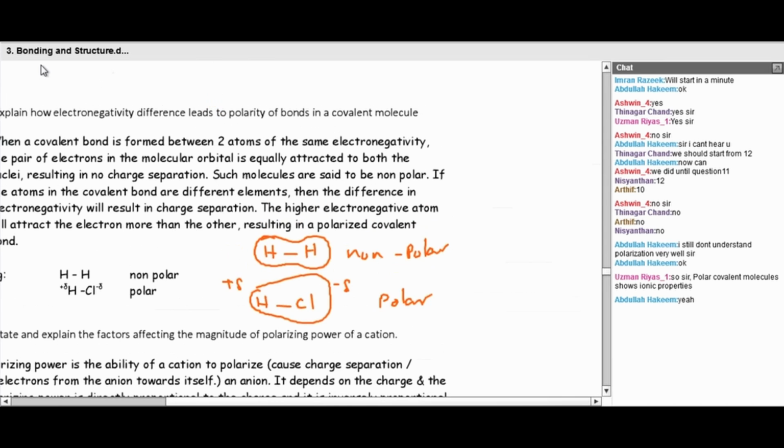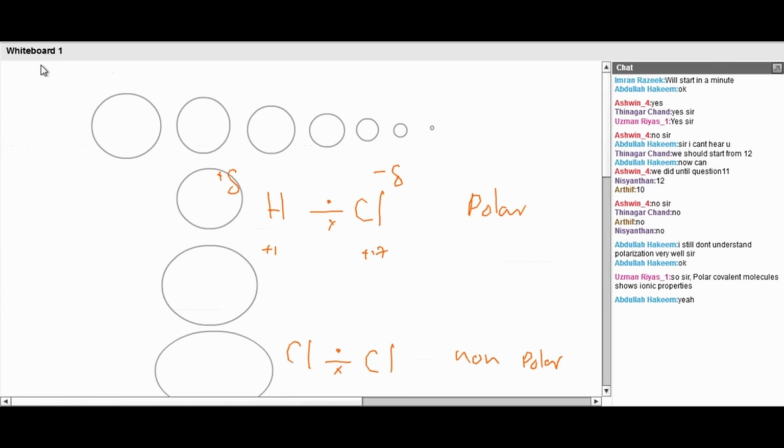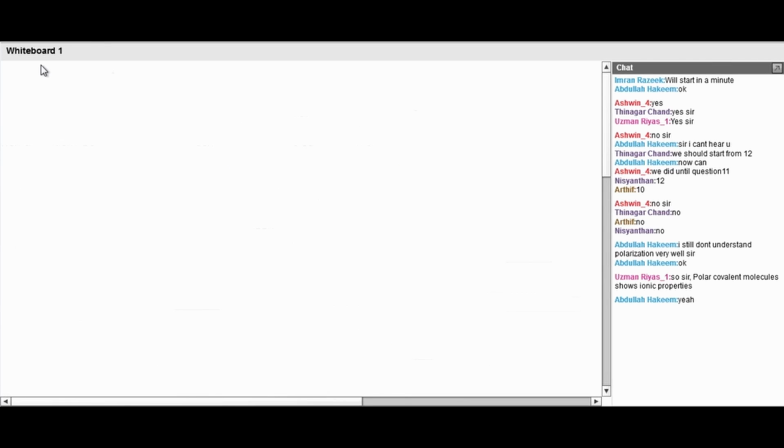So remember, the first and most important thing is you should know where to use the term polarizing power and where to use the term polarizability. Now, polarizing power is a term which is used only for the cation. Therefore, if someone uses the term polarizing power for the anion, it's wrong.